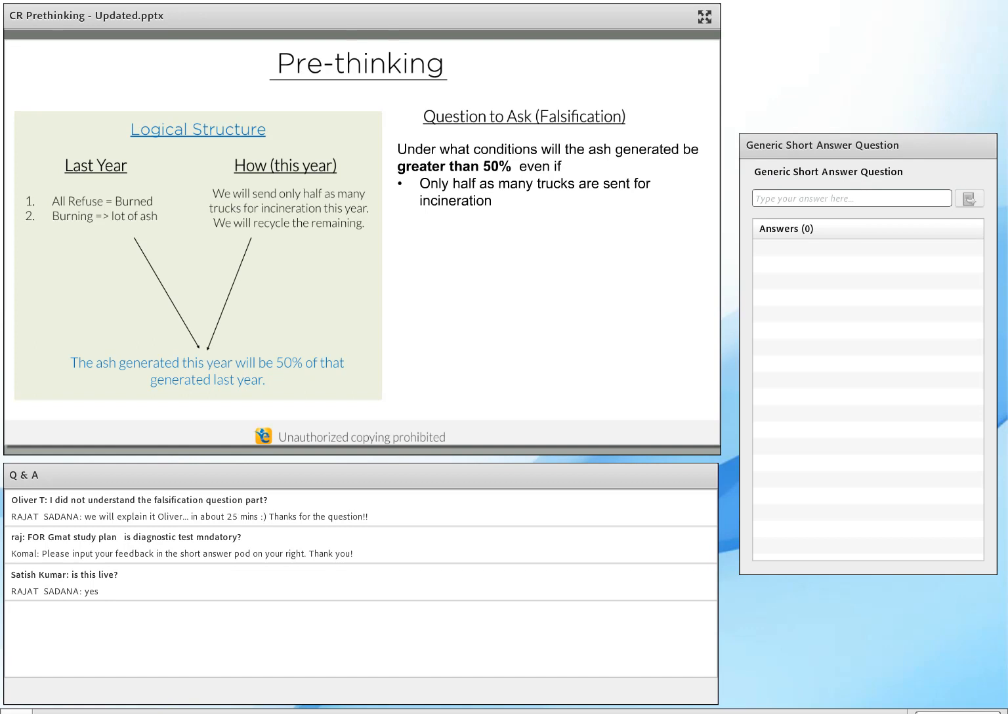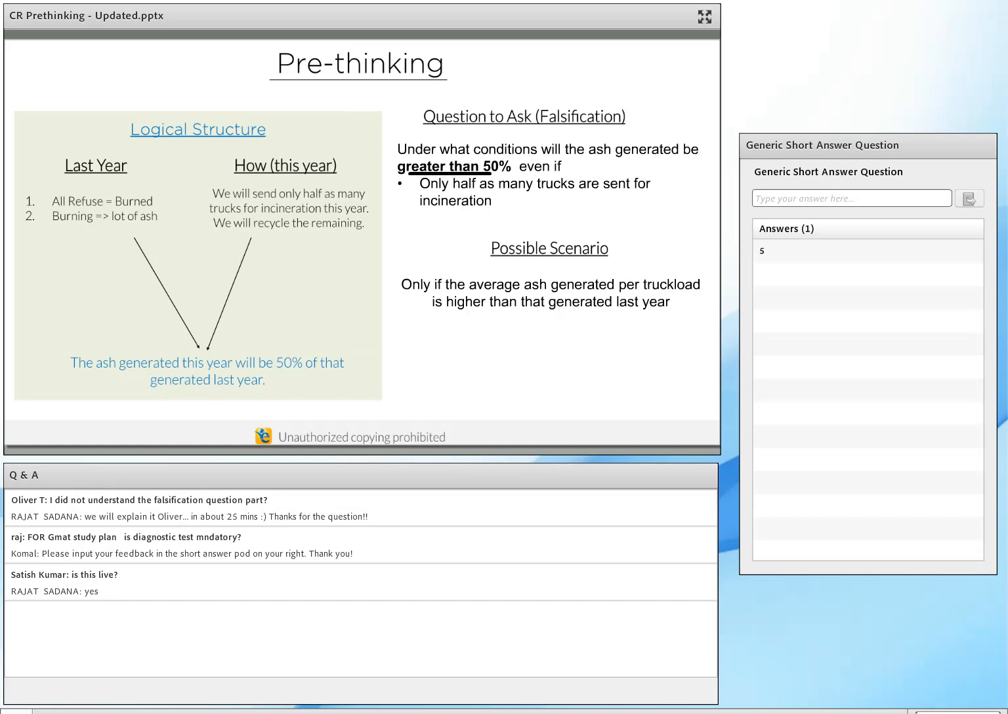Say, hey, if half as many trucks are sent and the total ash would still be greater than 50%, the only possible scenario is if the ash per truckload is higher this year than last year, which means we stuff those trucks with so much garbage that they generate a ton more ash. Okay, what's my assumption? The ash per truckload is going to be similar to or lower than what we had last year. From which statement do you make the falsification statement?